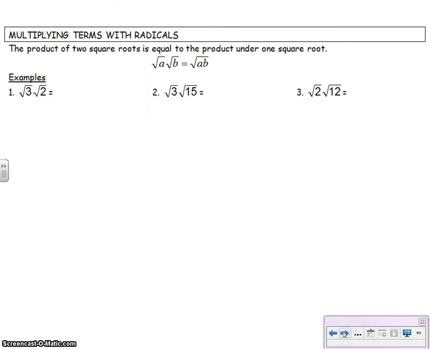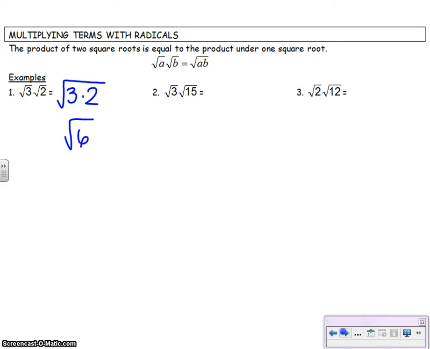Now we're going to talk about multiplying terms with radicals. The product of two square roots is equal to the product under one square root. So basically we're going to take these two square roots and squish them back together. The square root of 3 times the square root of 2 is the same thing as putting 3 times 2 under one square root, which is 6.